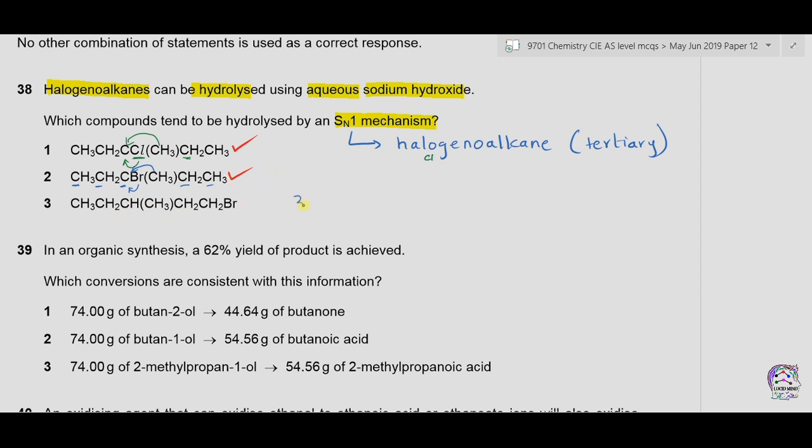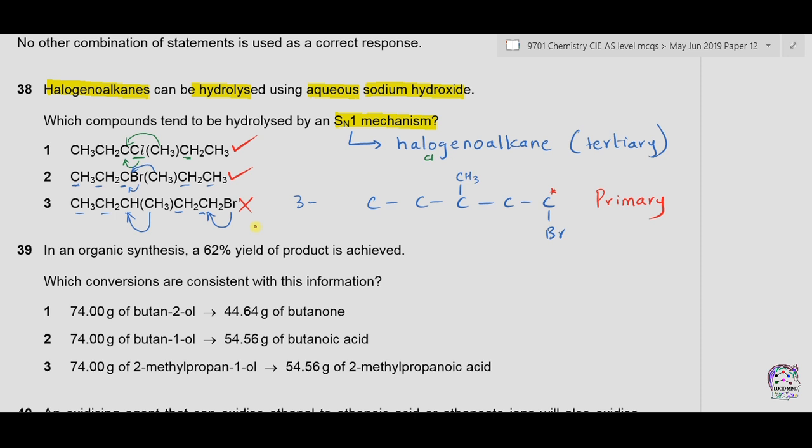Let's draw a third one. We have 1, 2, 3 carbon atoms, and this CH3 is attached with this carbon atom. Then fourth and fifth carbon atom, and then this bromine is attached to this last carbon. Now we can see that the halogen is attached to this carbon atom, which is further attached to just 1 carbon atom directly. So therefore this is primary halogenoalkane. It will undergo through SN2 mechanism.